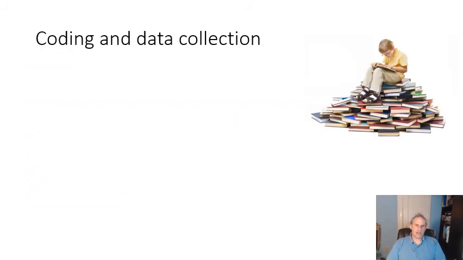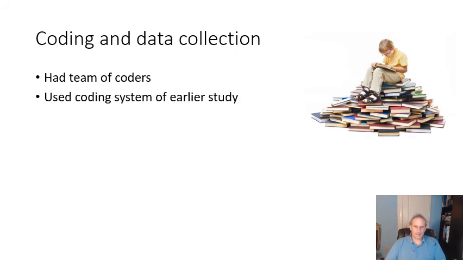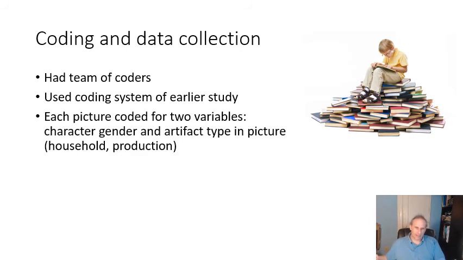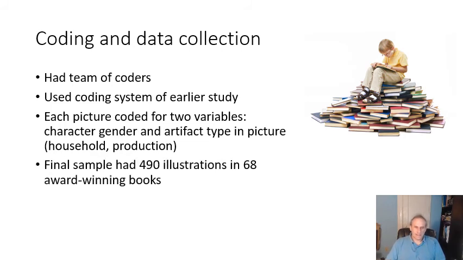Now here's how they did the coding and data collection. They had a whole team of coders. They used a coding system from the earlier studies so that their study would be an exact follow-up to that. Each picture was coded for 2 variables, the gender of the character and the artifact in the picture, household or production, meaning like housework or some kind of professional tool. As noted, the final sample had 490 illustrations over 68 award-winning books. And they did find that the intercoder agreement was high. Everybody seemed to code the same way.